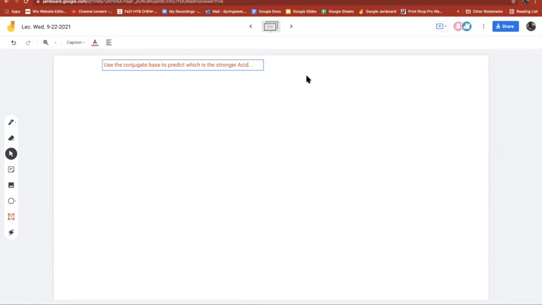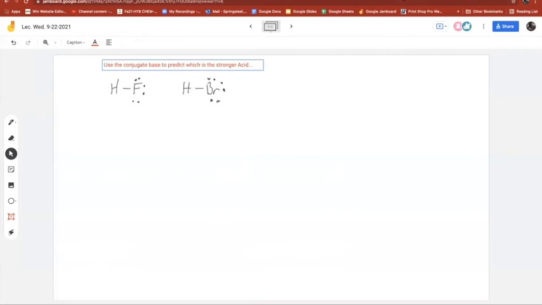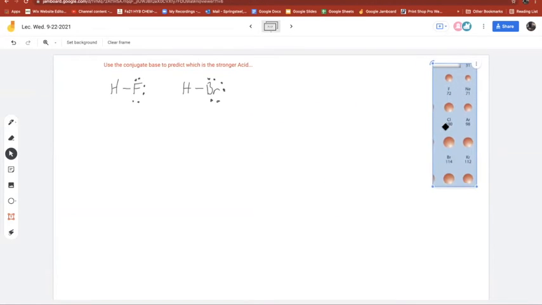So what do you think is the stronger acid? The hydrofluoric acid or hydrobromic acid? Yeah, let's do that. This is good because we don't know either of these pKa values by heart yet. So what do you think? Who's the stronger acid? I'll give you some values here. We've got some atomic size, picometers.